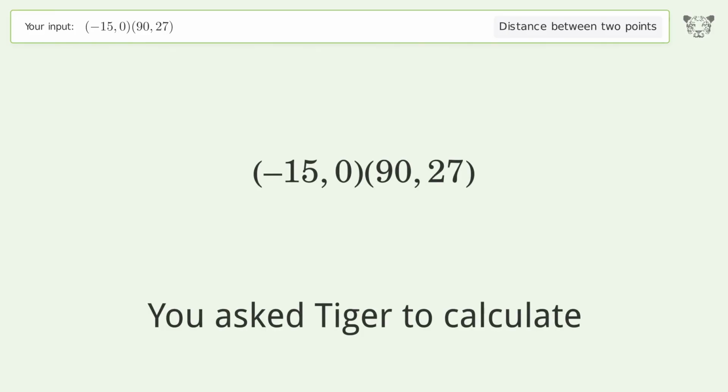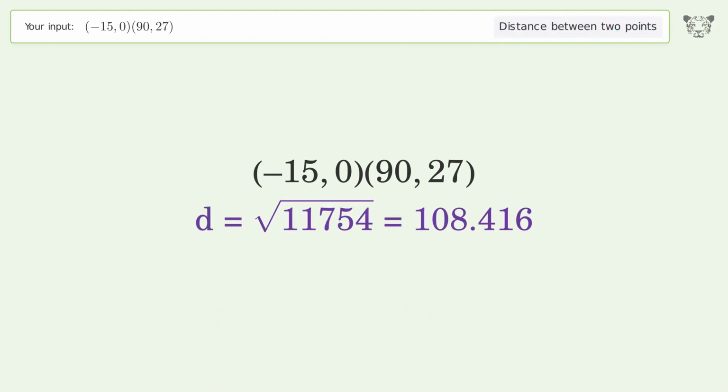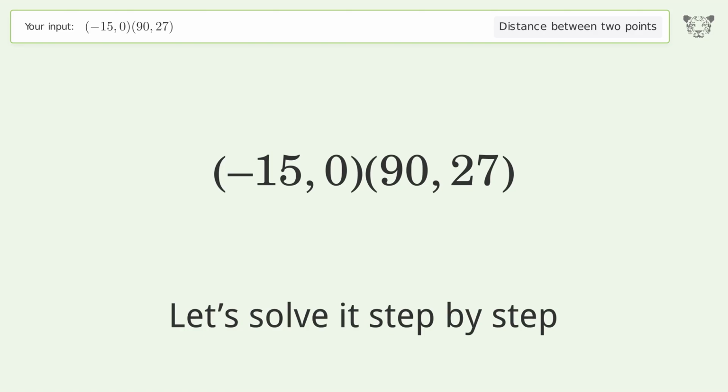You ask Tiger to calculate. This deals with the distance between 2 points. The distance between the 2 points is the square root of 11,754, or 108.416. Let's solve it step by step.